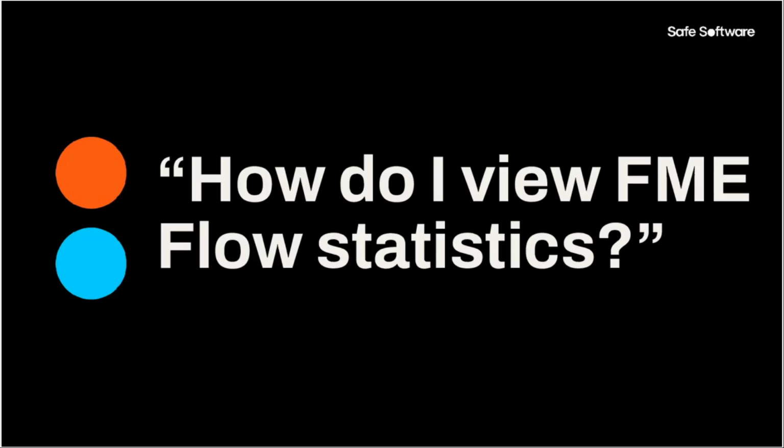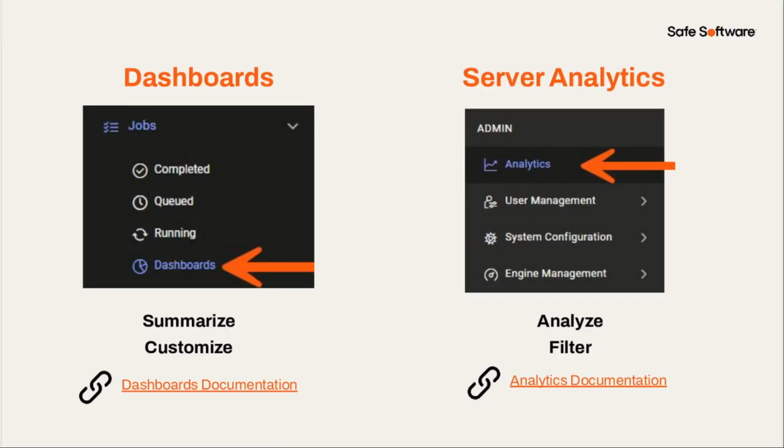So the first one is, how do I view FME Flow statistics? Great, thanks Elizabeth and Sienna. So there's two options in FME Flow for viewing stats. We have customizable dashboards that let you summarize various FME Flow statistics, and we have analytics that let you filter job queue or engine stats. And I've included the documentation for both of these features on this slide.